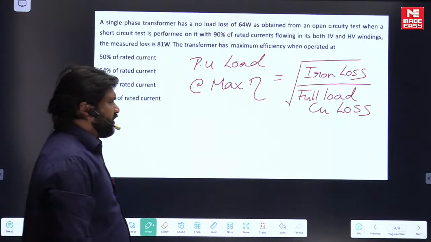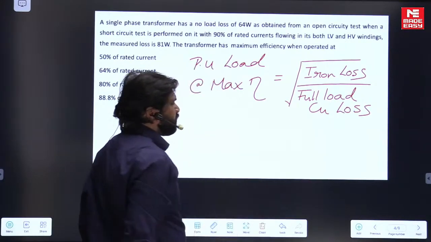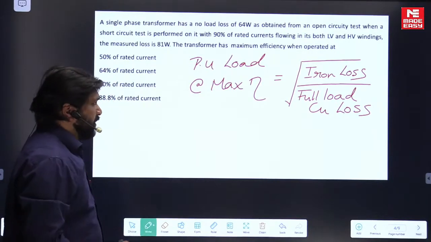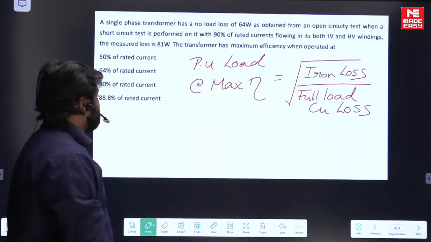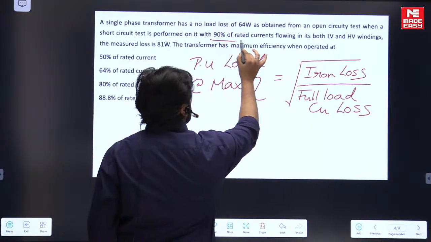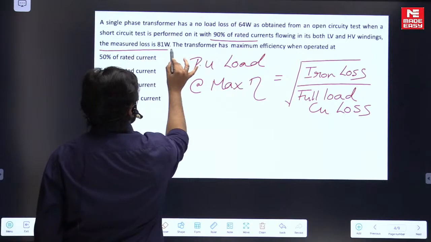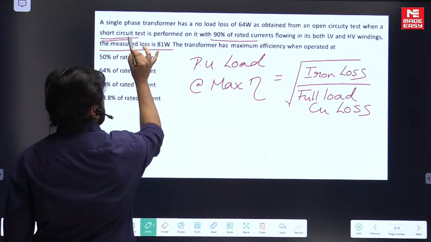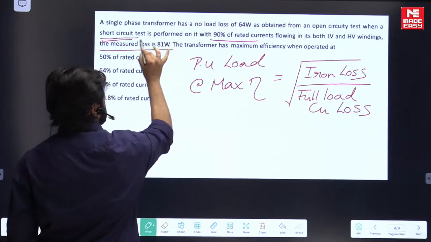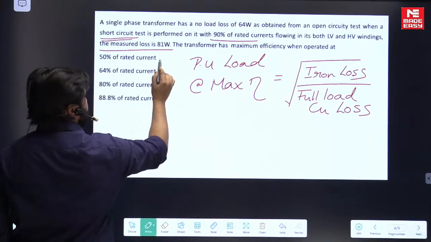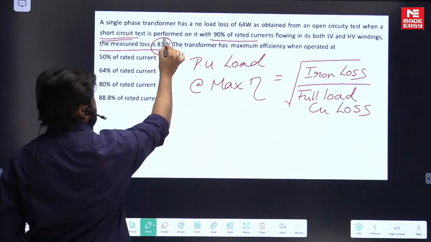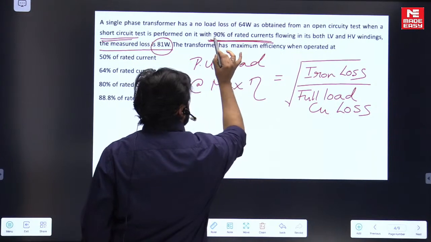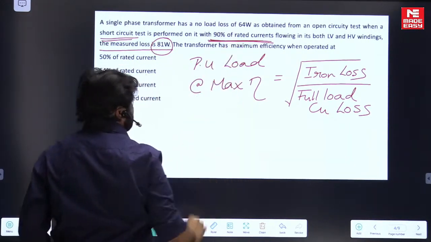Here, remember, it is the full load copper loss. Rated load, full load, both are the same. The twist in this question is the copper loss that is given. You know, in a short circuit test, the wattmeter reading is basically copper losses. So the copper loss you are seeing in the question, 81 watts, is not obtained at full load or rated current. It is obtained only for 90% rated current.